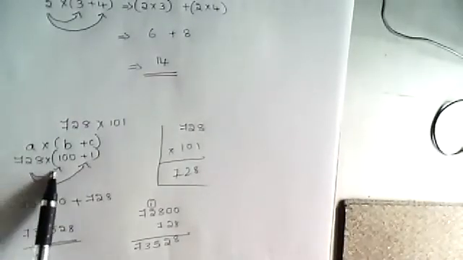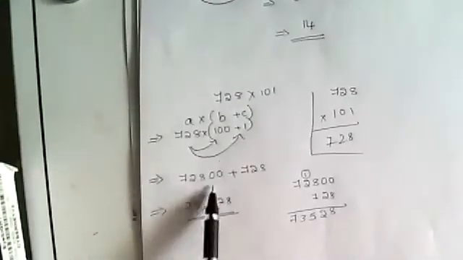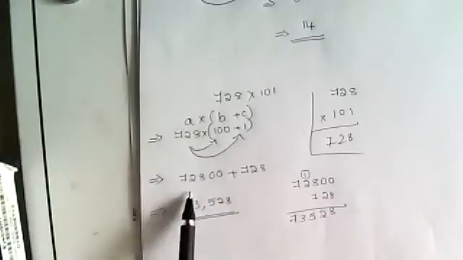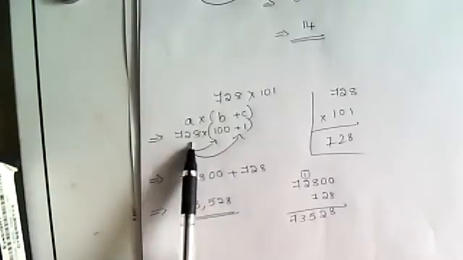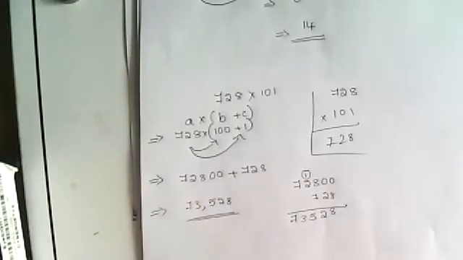So 728 into 100: the 2 zeros stay as they are, 1 8s are 8, 1 2s are 2, 1 7s are 7, plus 728 into 1 is 728. When I add these two, I got 73,528. Understand? If anybody didn't understand, just show me the symbol, please.